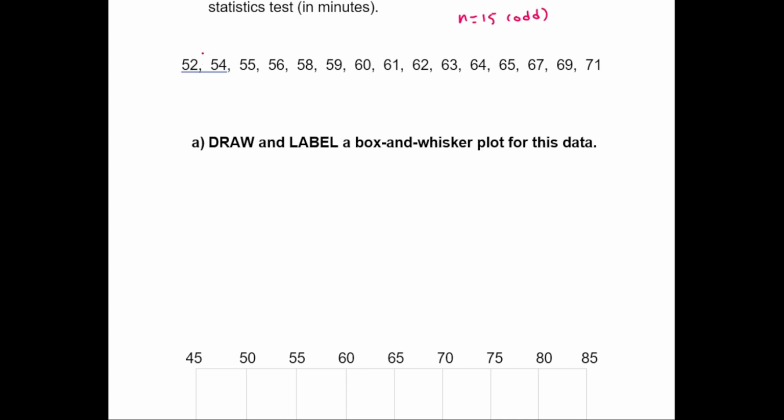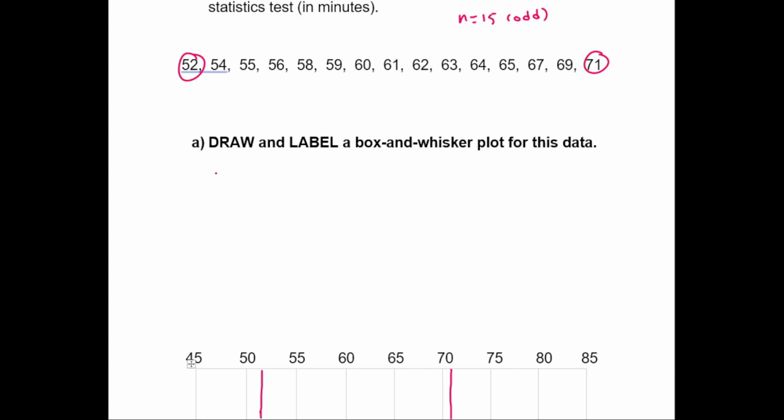Okay, so my min is 52, my max is 71. So my min goes right here, okay? My max is 71. It goes right there about. Maybe this one could go a little higher, about right there. Yeah, like that.